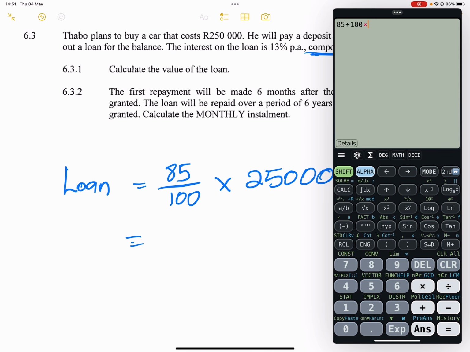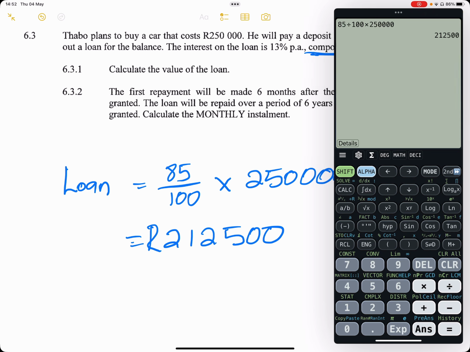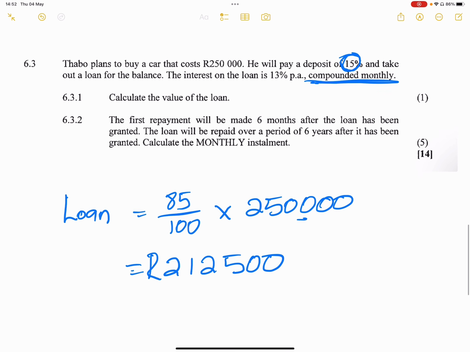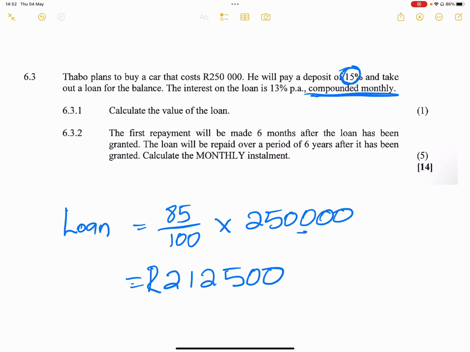Right, so that's multiplied by 250,000, and I get an amount of 212,500. So that is the loan that he pays. As I said to you, you could have calculated 15 over 100 times 250. That is the deposit that he took out, and subtract that amount from the 250,000 to get the loan amount. Either way, you still get to the same answer.